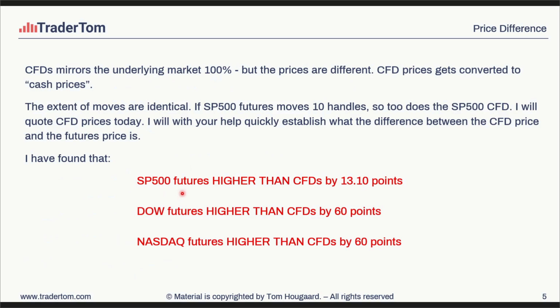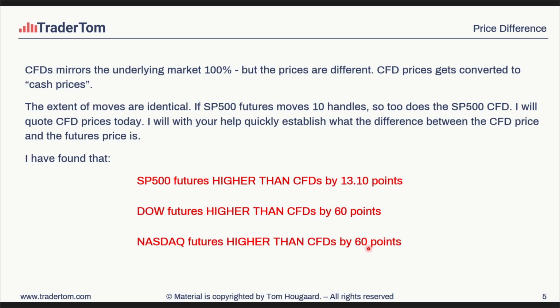Now, what I have found by looking at the live S&P 500 futures prices that I have running side by side is that the prices on your S&P 500 futures will be 13 points higher than the CFD price. S&P 500 futures are higher than CFDs by 13 points, Dow futures are higher than CFDs by 60 points, and NASDAQ futures are higher than CFDs by 60 points.